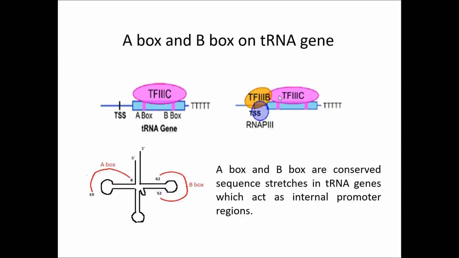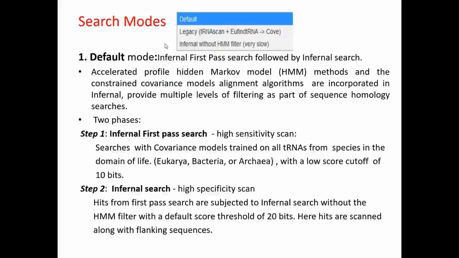So this complex which is formed enables RNA polymerase 3 to bind to this site and start transcription from the transcription start site. Now let's see in detail about the search modes. First is the default mode.